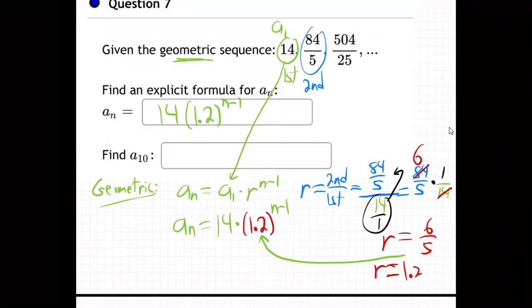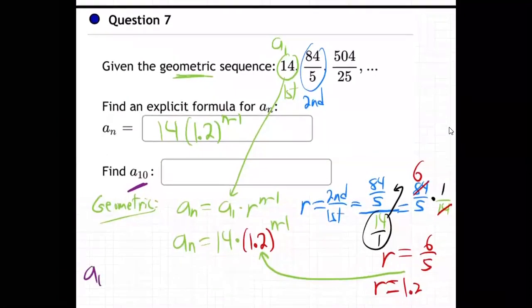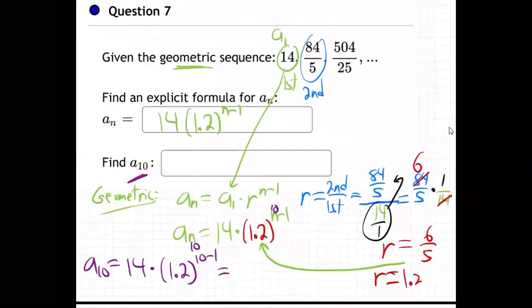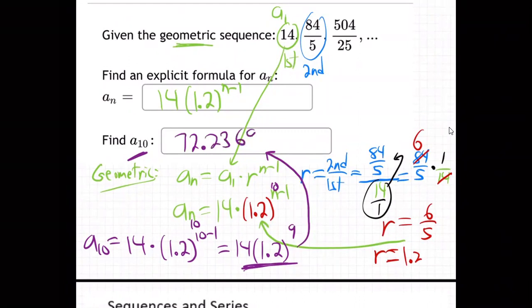Now let's use that to find a sub 10. How do we do that? Well, a sub 10. Just plug in a 10 here for n. So we'll get 14 times 1.2 to the 10 minus 1, which is 14 times 1.2 to the 9. Hit the buttons on your calculator. And that comes out to be 72.236924993. I just gave a bunch of decimals. They didn't say how many decimal places, so I'll just give a bunch. And so there we go.